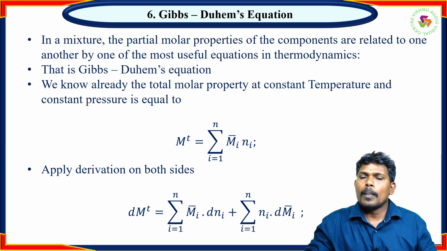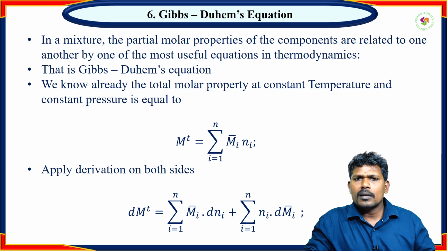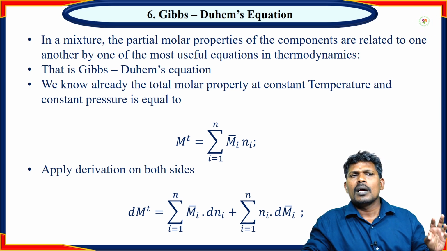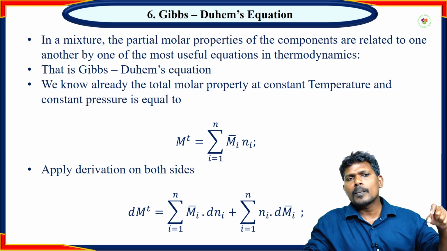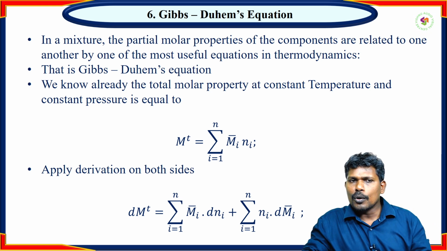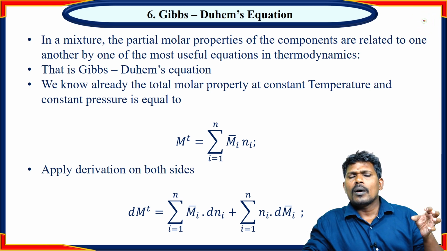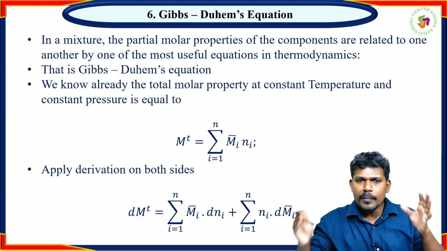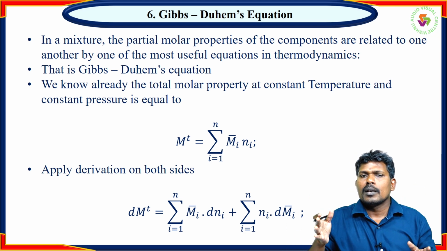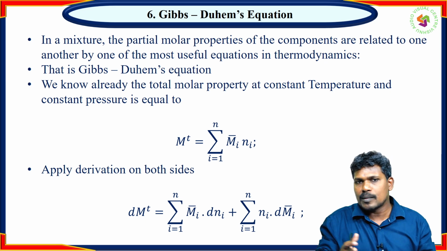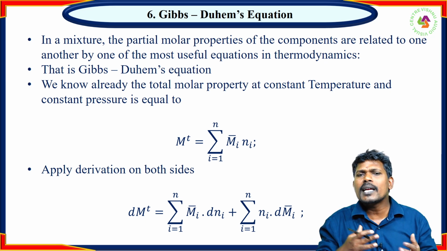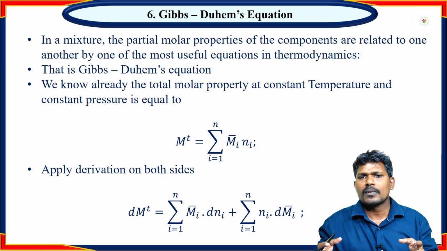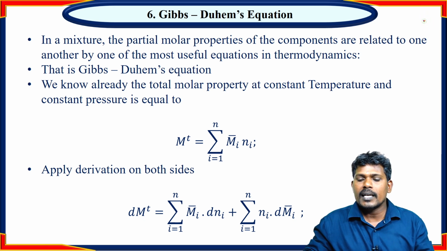Next one is the Gibbs-Duhem equation. Up to now we have seen the partial molar property of a compound in a solution. Now the Gibbs-Duhem equation explains whether there is any correlation between these partial molar properties of different compounds. In a mixture, there are different compounds, and their properties are called partial molar properties. Is there any relation or correlation between these partial molar properties of different compounds? That equation is called the Gibbs-Duhem equation.